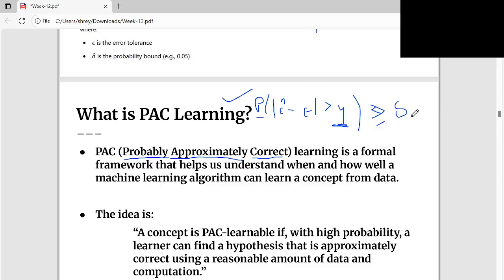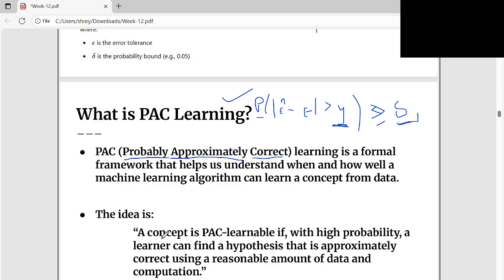So if you can define this error term in this way, it means we are talking about PAC learning, or probably approximately correct. This learning is a formal framework that helps us understand when and how well a machine learning algorithm can learn a concept from data. So if you have some data and you can calculate the probability, and this probability is quite low because this is the failure probability, right? If this comes very low, it means the algorithm is better to go. It's more like that, right?